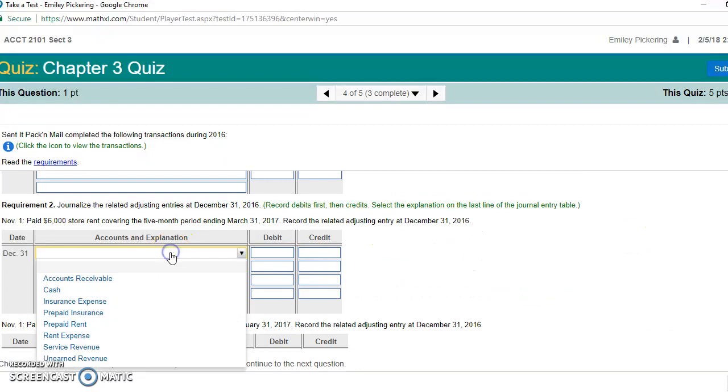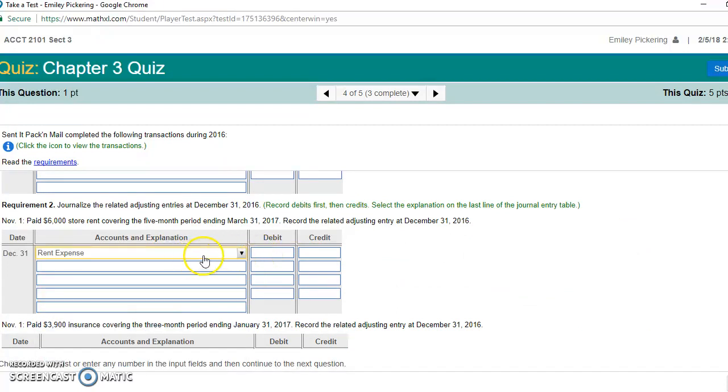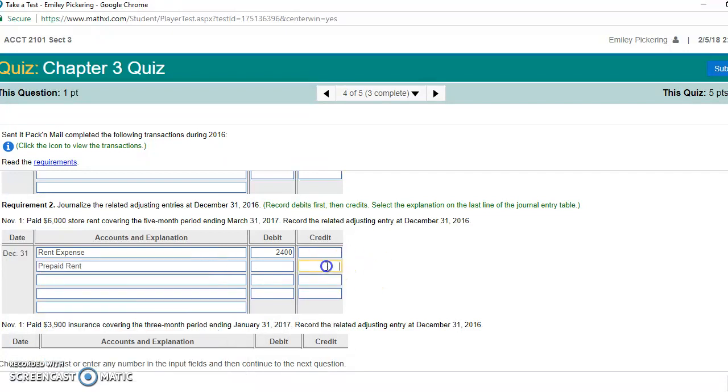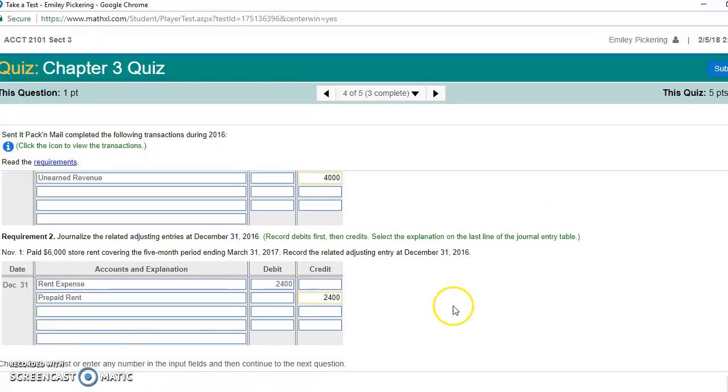So I am going to lower my prepaid and increase my rent. Was it rent? Rent, yes, rent expense by 2,400. And lower my prepaid by 2,400.